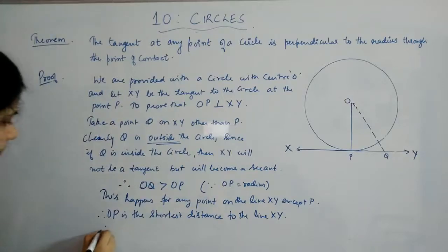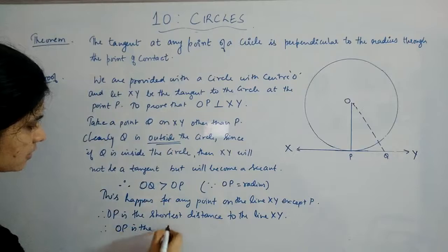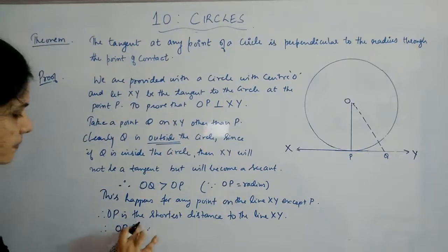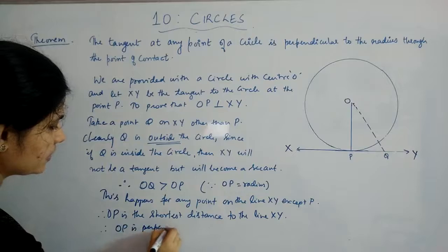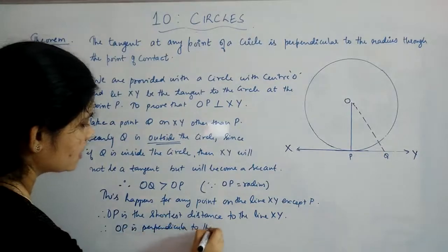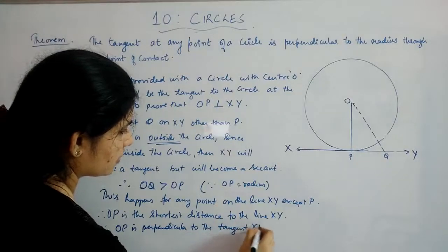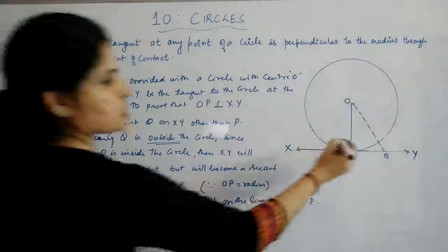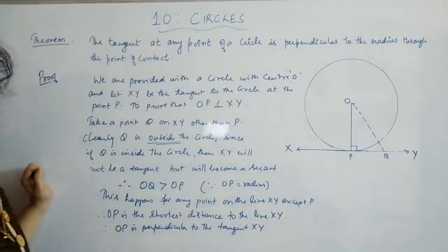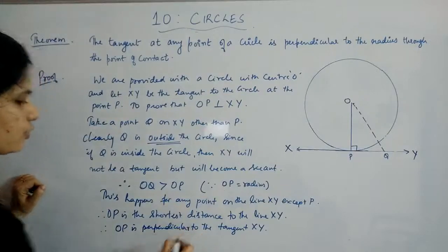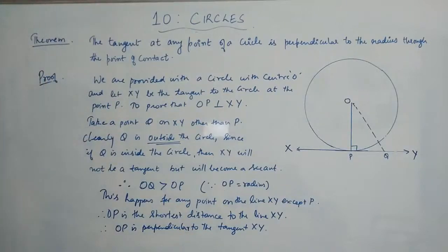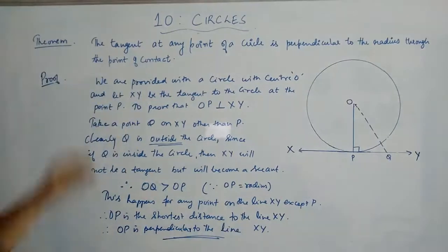Okay, therefore OP is perpendicular to the line or to the tangent XY. Understood how? Because it is the shortest distance, and it is nothing but the perpendicular distance. So OP is perpendicular to the tangent XY or to the line XY. So you can say that the tangent at any point of a circle is perpendicular to the radius through the point of contact.